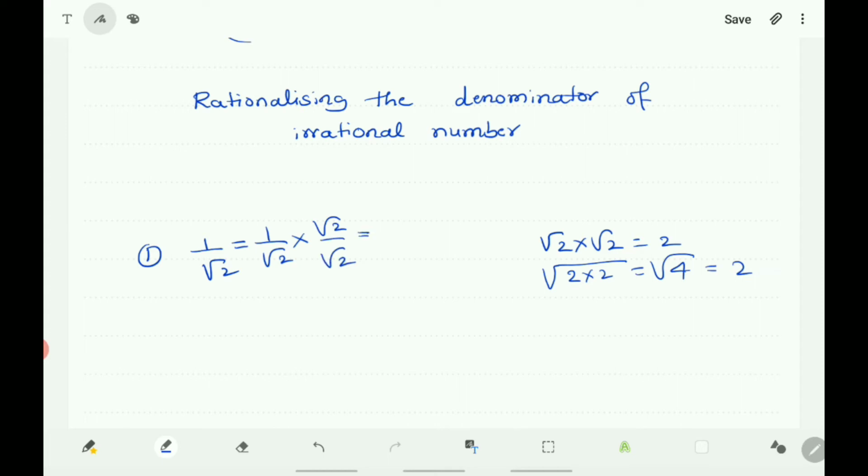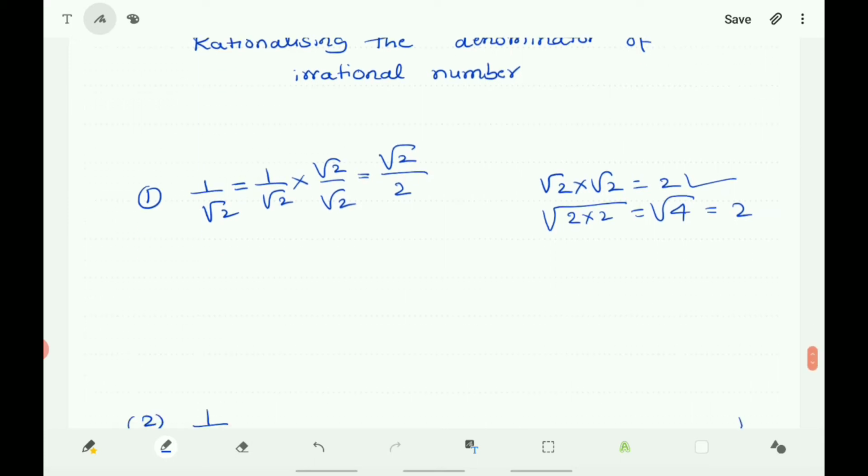That is equal to, you know that 1 into root 2 becomes root 2, and root 2 into root 2 is again 2. Root 2 into root 2 is root 4, that is equal to 2. Root 2 into root 2 is always equal to 2. Therefore, the denominator root 2 is rationalized, and you got the denominator 2. The same number 1 by root 2 becomes root 2 by 2, and the denominator is a rational number.